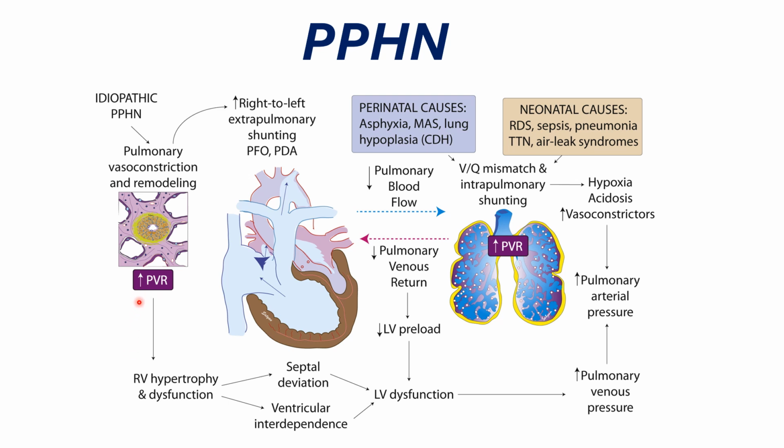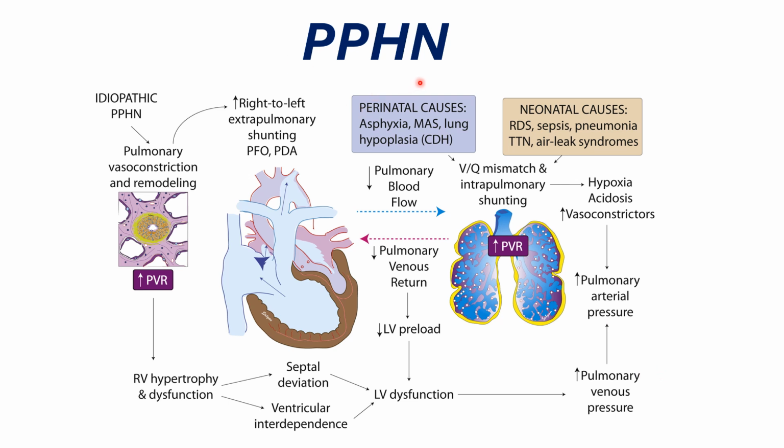So the increased pulmonary vascular resistance causes right ventricular hypertrophy and dysfunction. And this, in turn, causes septal deviation and ventricular interdependence, which consequently causes left ventricular dysfunction. And this, in return, will cause an increase in pulmonary venous pressure and an increase in pulmonary artery pressure.